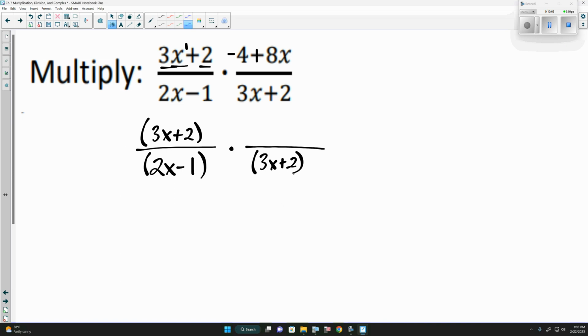Now, the last one we have left is negative 4 plus 8x. Does it have a greatest common factor? 4. Now I'm going to rewrite it so that we have x first, as if we divide 4 out of 8x, 8 divided by 4 is 2, giving 4 times 2x minus 1.